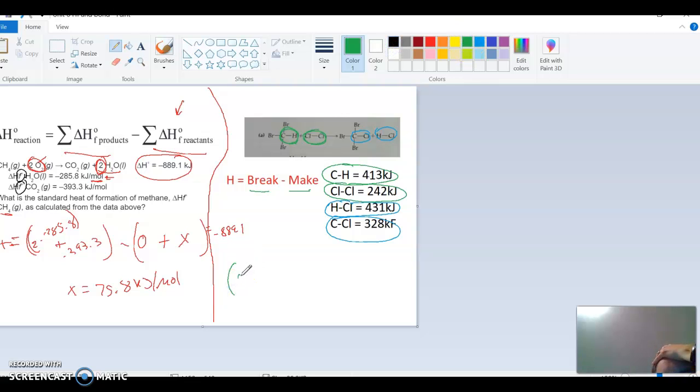My breaks are CH 413 plus the 242 minus the makes 431 plus 328. If I do that math, I get negative 104 kilojoules. So that's the change in H that would be at the end of this reaction. I think if you write down the equations for this one, you're going to be fine. It's hard to remember those, which is probably why you kind of ranked yourself kind of low for it. I hope that helps.